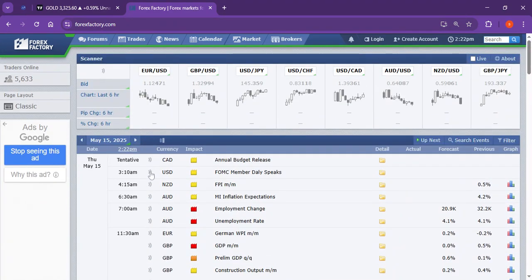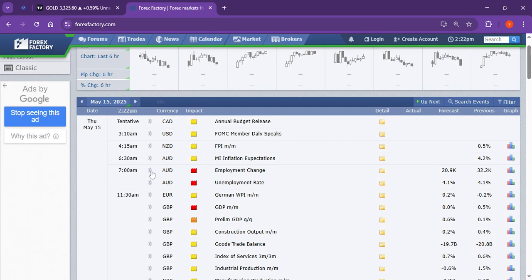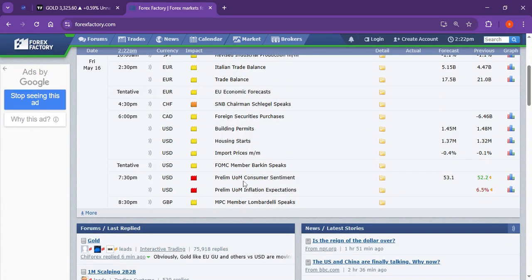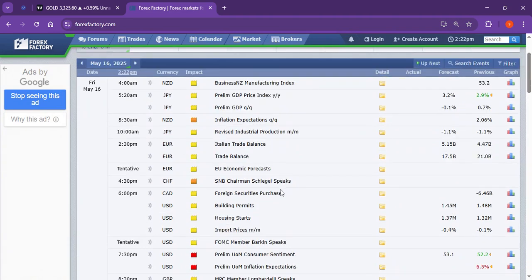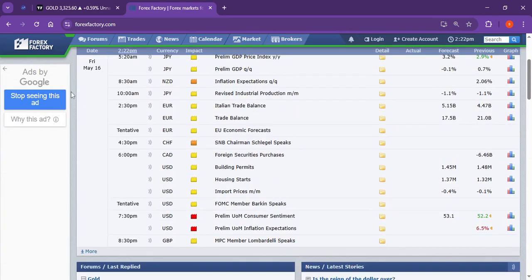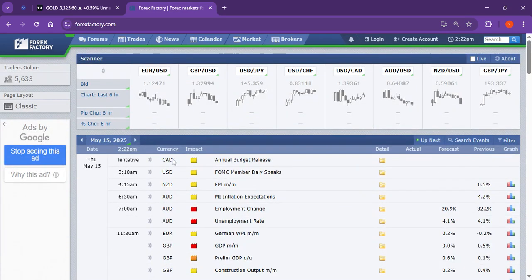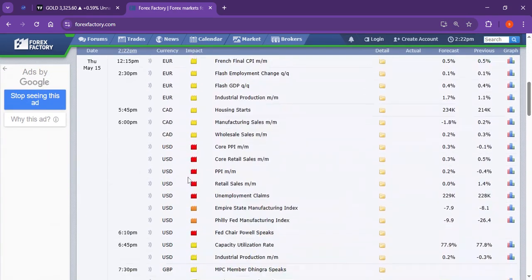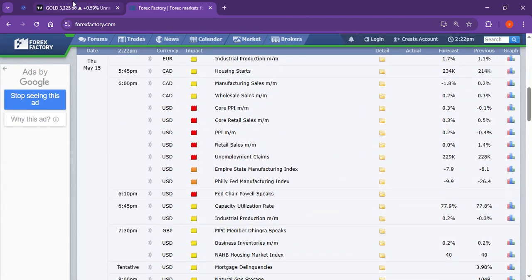Now let's get back to Friday. I think on Friday we have nothing special. We have the prelim UoM consumer sentiment, and inflation expectations. This can be mild data. Last time there was no specific movement in this particularly, but the major actionable day, the major action, will occur on 15th of May. So you have to take care about this.